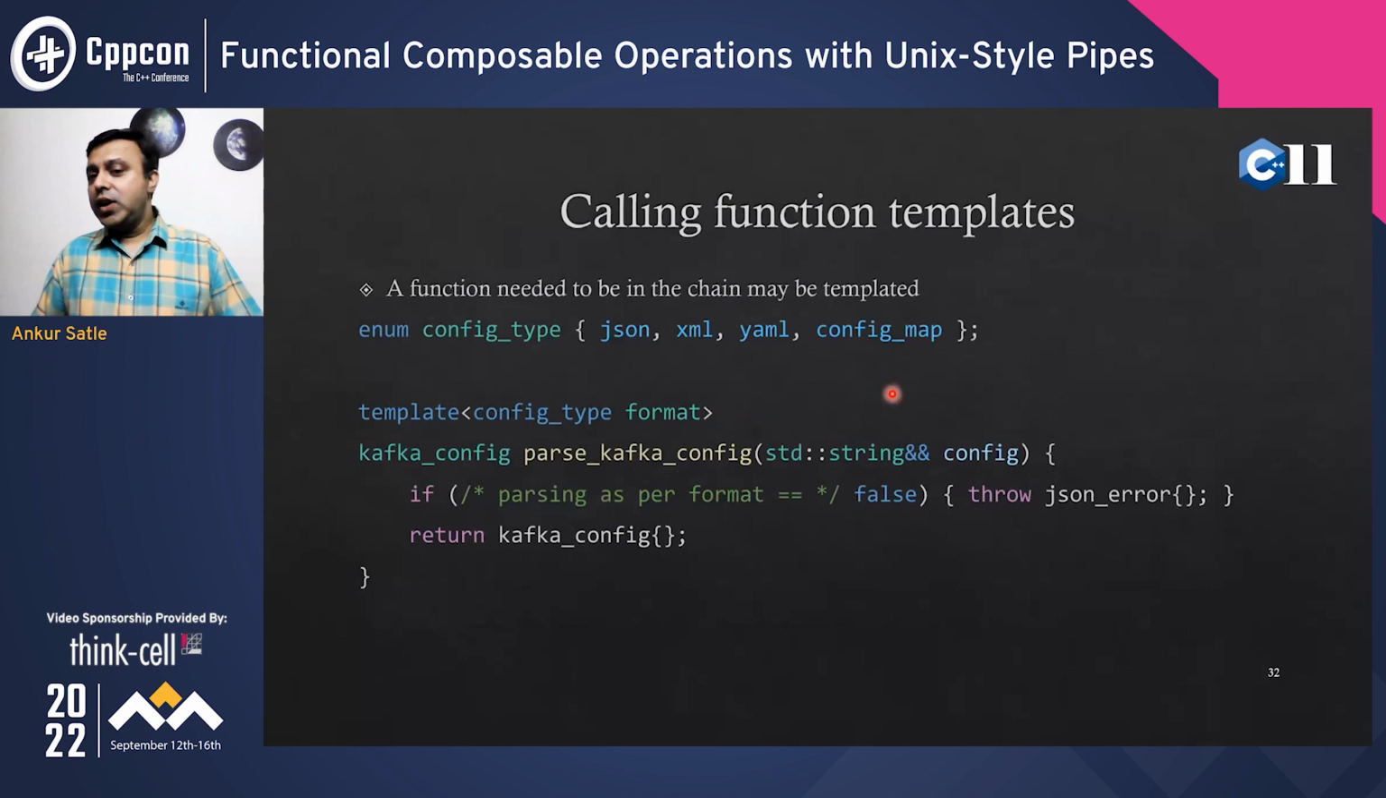Okay, now calling function templates. You could have some functions which are not function pointers, they are function templates. For example, you could have some configuration types of JSON, XML, YAML, and you would like to support all of these, but you want the format as a template parameter. It cannot be deduced by looking at the past parameters. So what do we do?